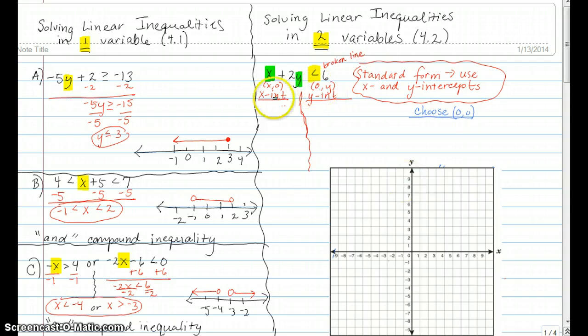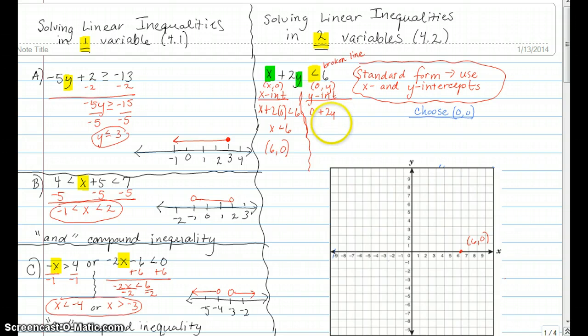Let's find our x-intercept, so it's going to be x plus 2 times, well, y is going to be 0, less than 6, so x is less than 6. Now, I know typically when we do equations, it's equal to, so it's a little bit easier, but it's still going to be 6, 0, because the x value is going to be 6 and the y value is going to be 0. So we're going to plot that, 6, 0, and we're going to write the ordered pair 6, 0.